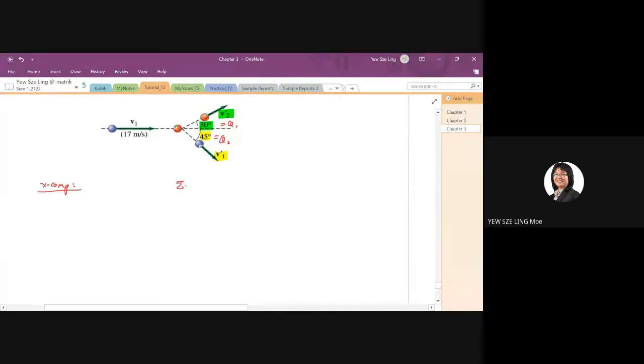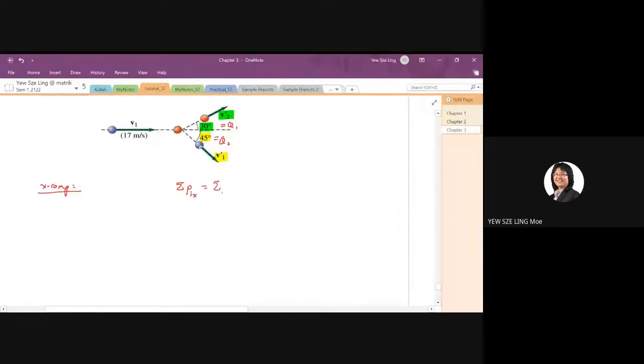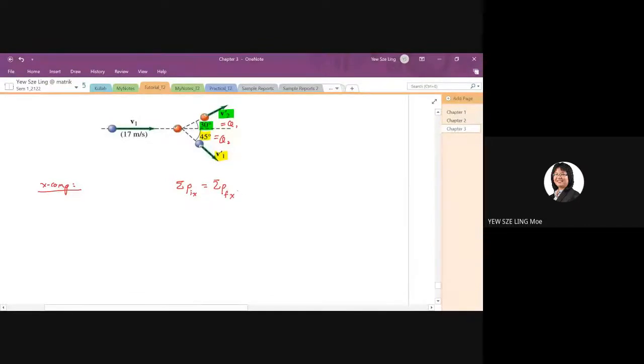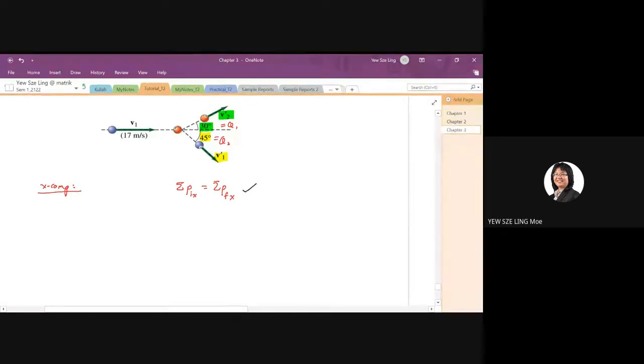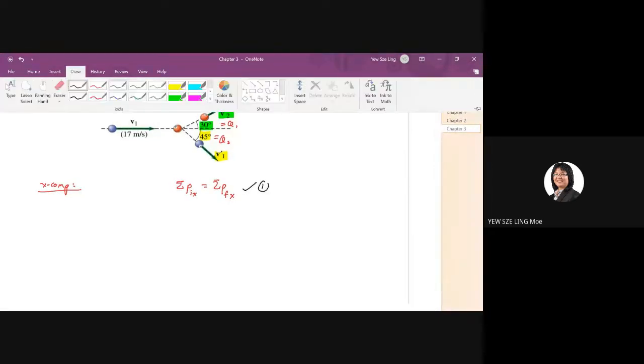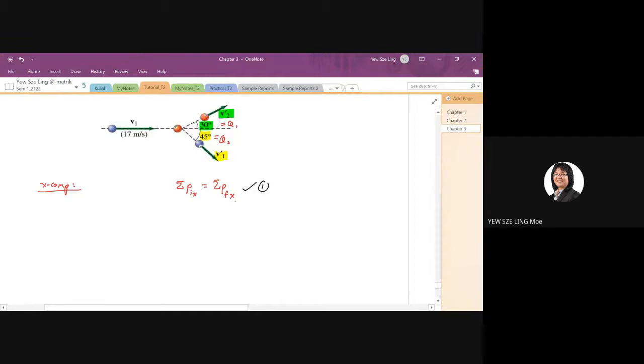This is what we call the concept. So P initial along the x component equals the summation of P final along the x component. Remember, this formula is very important because in the exam, this formula itself is worth 1 mark. All right, before you solve the question, as long as you write it down, you got 1 mark already. So the summation of P initial x equals the summation of the momentum final x along the x component.